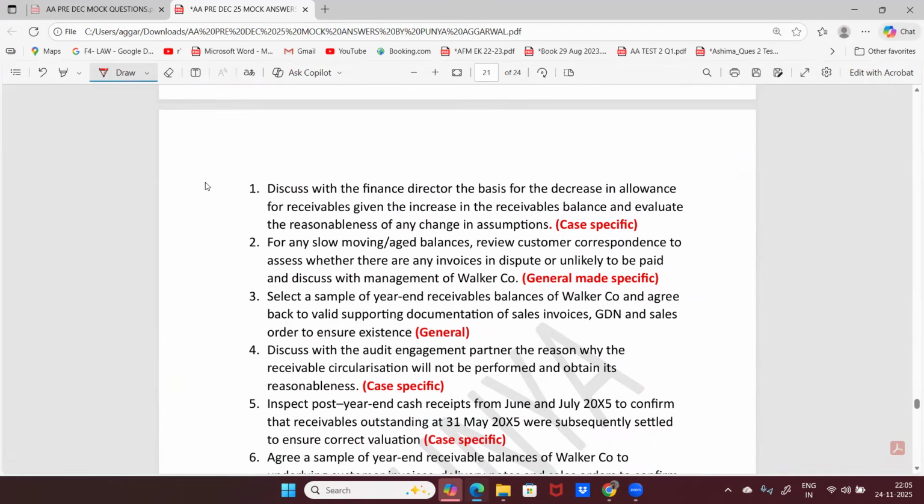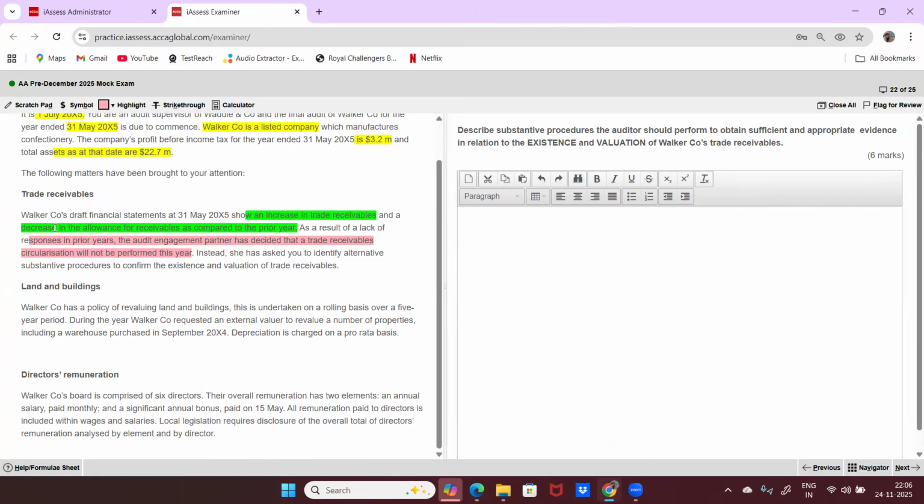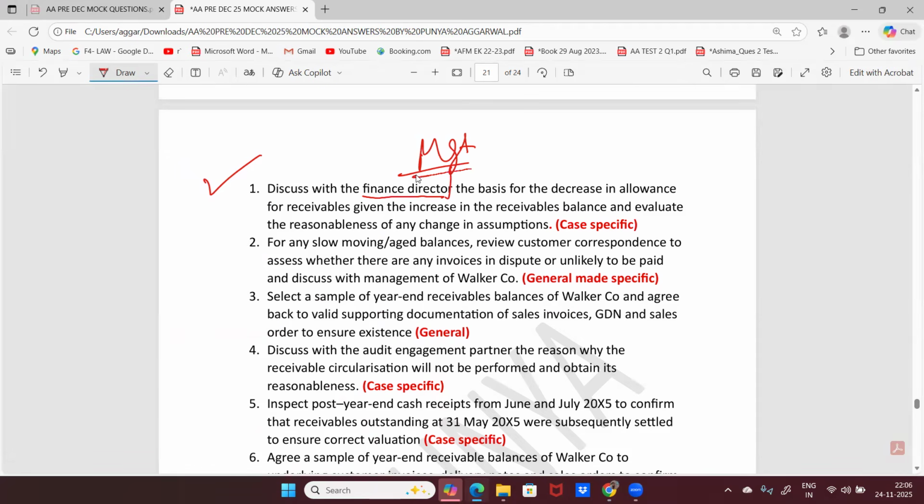Okay. First one is discuss with the finance director. Now if I go back here, I see that they have decreased the allowances. So of course, the finance director is mainly the person who would be doing it. You can also write management, if you want to keep it general. I have written finance director because trade receivables allowances is mainly the forte of the finance director, right? The basis for decrease. So now I'll be asking the management or the finance director, what is the basis, why have you decreased the allowances? Given the increase in receivables, so given that there is an increase in the receivable balances, I will discuss with them what is the basis for your decrease in allowances.